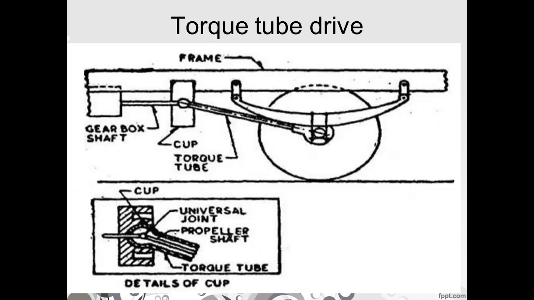Next, torque tube drive. In this type, the springs take body weight and the side thrust only. Remember, the springs take only body weight and side thrust. In the previous one, the springs take all forces: torque reaction, driving thrust, side force, and weight of the body. But here the spring takes only body weight and the side thrust. The torque reaction and driving thrust are taken by another member called the torque tube. Here the torque tube takes only torque reaction and the driving thrust.